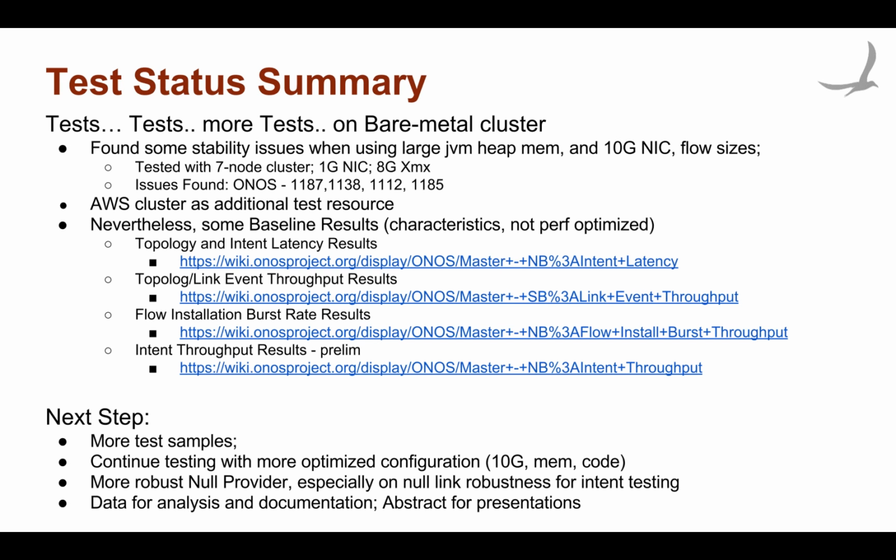One thing that we also want to see is the node provider, which at the moment has some erratic behavior. Sometimes the link doesn't come up correctly. So we want to explore the node link providers a little more and make sure that it's stable, because that's essential for intent testing, because the intent has to rely on the underlying topology being stable. Then it's more about data analysis and abstracting the vast amount of data we have into something that's useful for presentation or showcasing the capability.